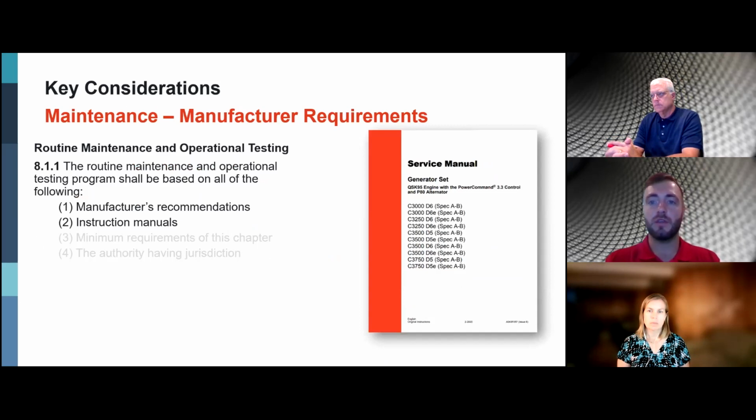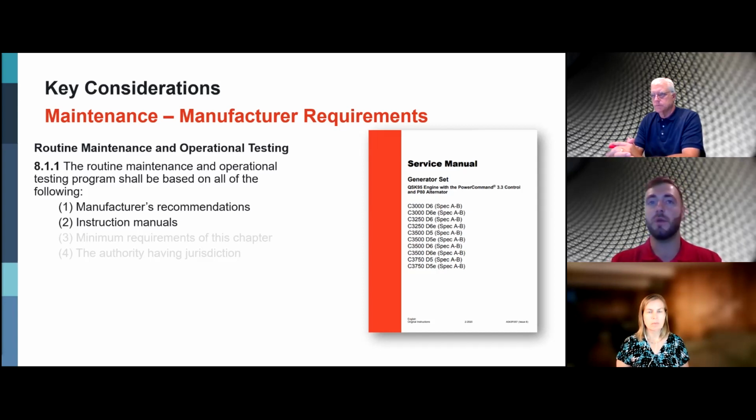So we've talked about testing, we've talked about codes, and now it's time to talk a little bit about maintenance. So when looking into how to best maintain an emergency power supply system, there is no better place to look than NFPA, more specifically Chapter 8 of NFPA 110, which is what we're looking at right here on the screen. The first thing called out within Chapter 8 is the need to base maintenance and operational testing off of the manufacturer's recommendations and the need to reference instructional manuals.